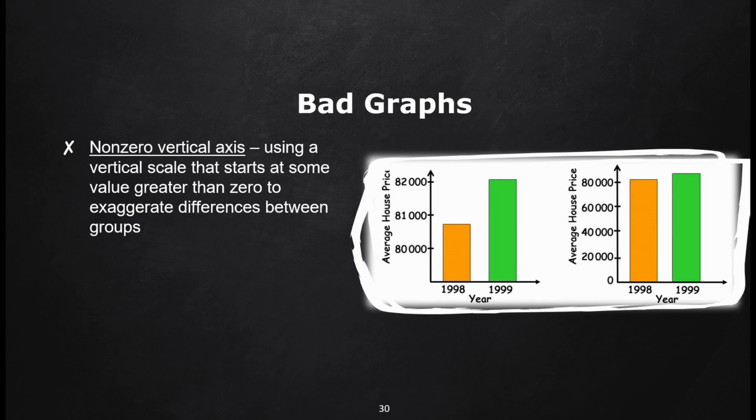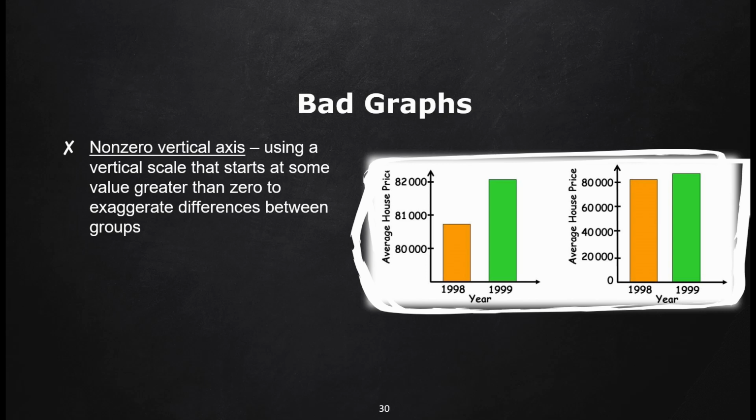Now, let me show you a couple bad graphs. One of the main ways that data is distorted is by using a non-zero vertical axis. If you take a look at the graph on the left, the 1998, we got the average house prices there. So got about 80,000 and almost 81,000. And then you go to 1999 and bam, it's a massive increase in prices. Oh my God, houses in America are so expensive. We're gonna burn it all to the ground.